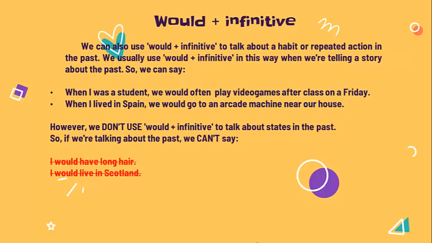However, we don't use would plus infinitive to talk about states in the past. So if we're talking about the past, we can't say, I would have long hair. I would live in Scotland, okay? We don't use it to talk about states in the past. Only when we're telling a story about the past, okay?